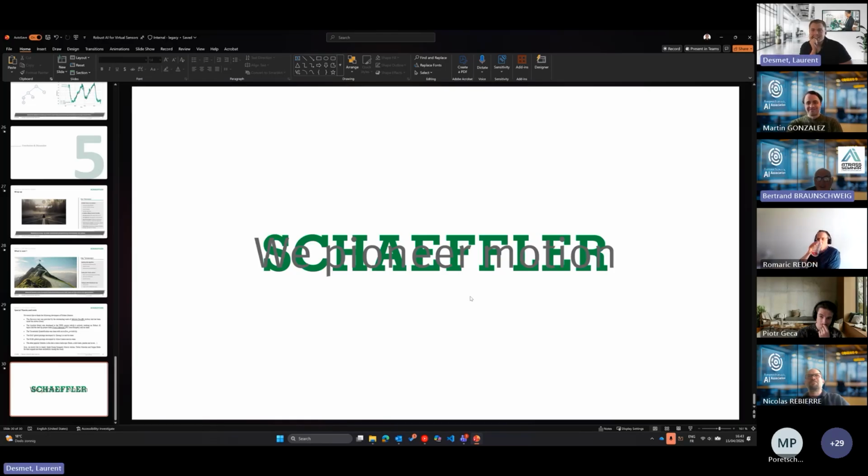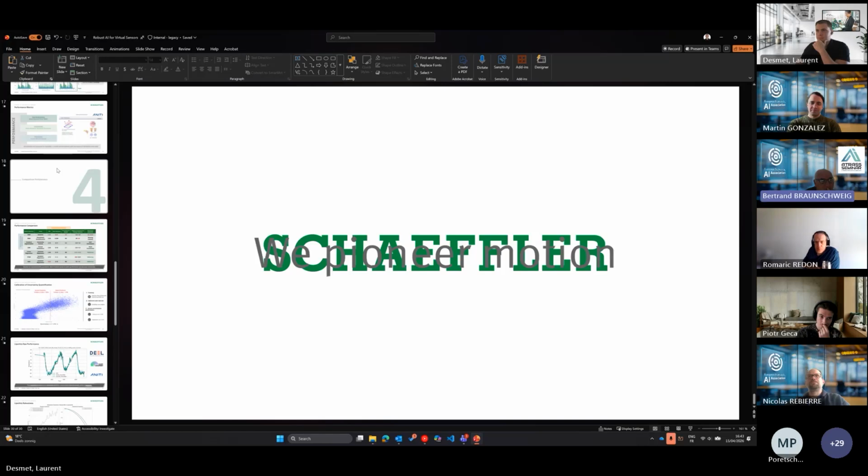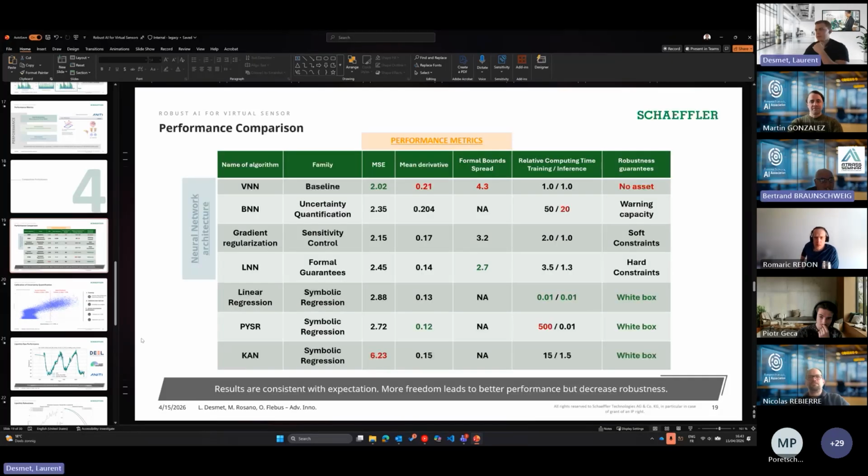Thank you. If you go back, I think it's slide number 18 or 19, the one where you present all the results. This one. Here we go. Yes. It's not a very scientific question, but I see the second column family. I did not understand that the Kolmogorov network was some kind of symbolic regression. So why do you qualify it as symbolic regression?